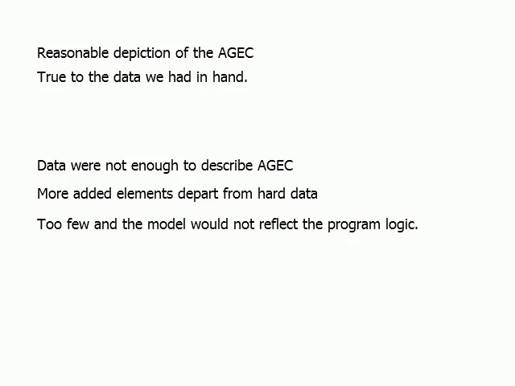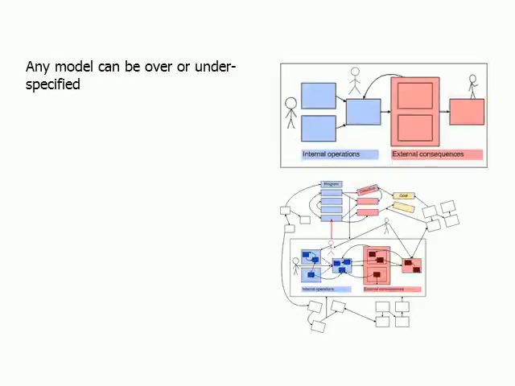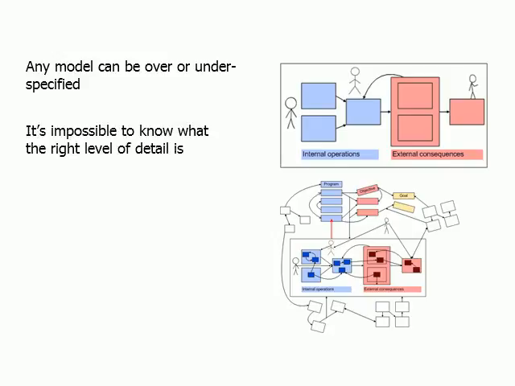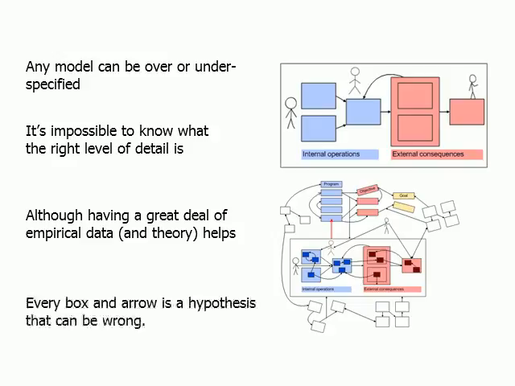By the way, problems like this are inescapable in all evaluation scenarios. Any model can be over or under specified. It's impossible to know what the right level of detail is, although having a great deal of empirical data can help. Every box and arrow is a hypothesis that could be wrong.